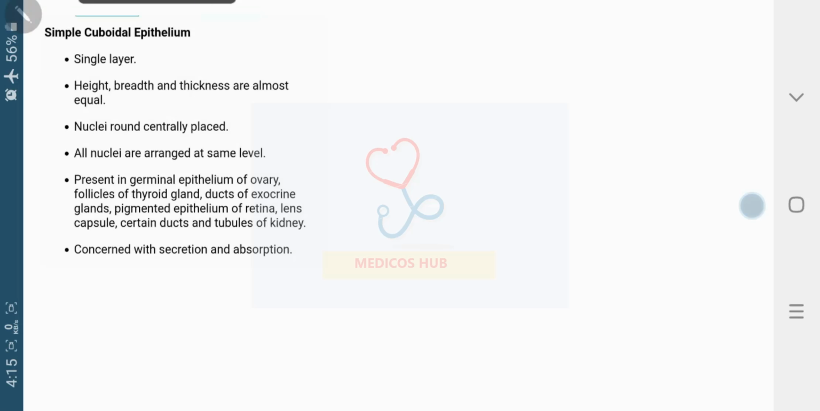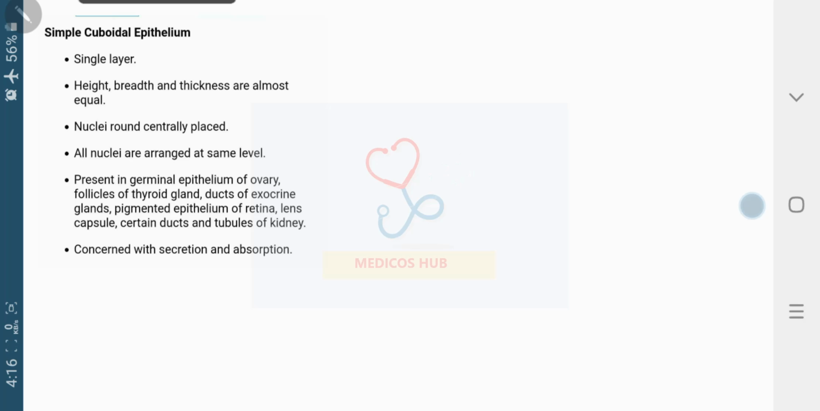Hello friends, today I am going to talk about how to make simple cuboidal epithelium. Okay, and I will teach you the histology of simple cuboidal epithelium. Many students are confused how to draw histology slides, so I will make it easy. Let's see how to draw a simple cuboidal epithelium. You can follow with me in drawing.